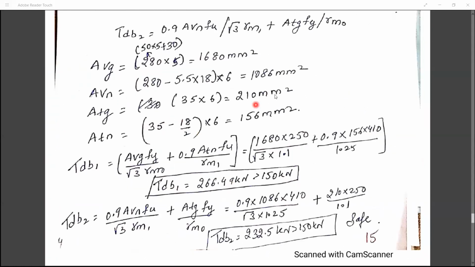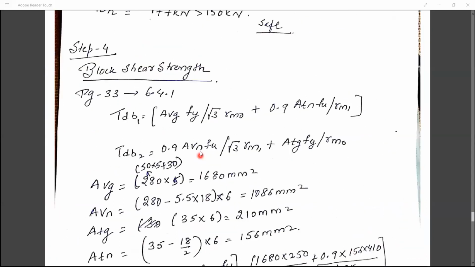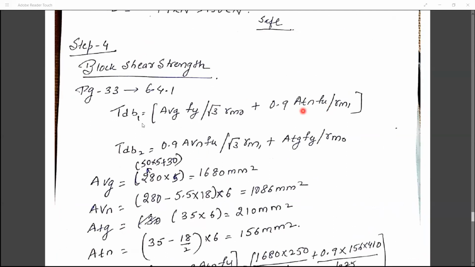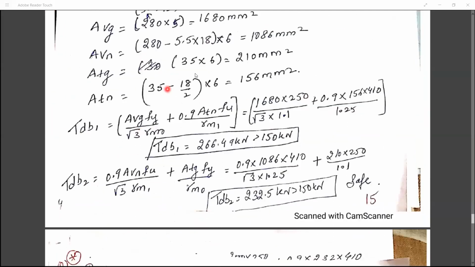Into 6, that is 210 mm square. Then one more unknown value is ATN. ATN is nothing but (35 minus 18 by 2), where 18 by 2 is our bolt value, into 6. That is nothing but 156 mm square.